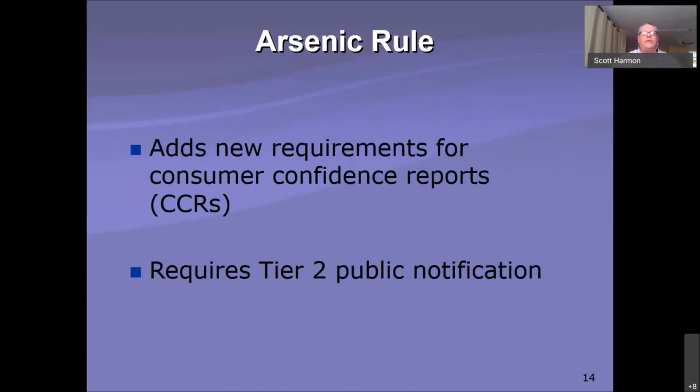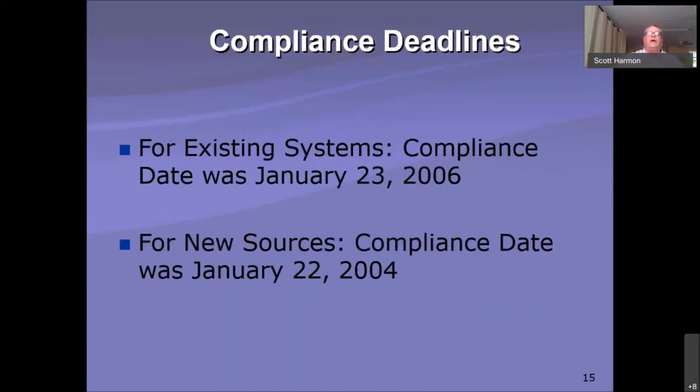It also adds new requirements for consumer confidence reports. So if you have an arsenic issue, and anytime you test for arsenic, those things would have to show up in your consumer confidence reports. It also required the Tier 2 public notification if there was any type of arsenic issue. You also have the Tier 2 notification for your testing for arsenic. And here were the initial deadlines for the requirements. For existing systems, compliance was January of 2006. For any new sources, the compliance date was January of 2004.